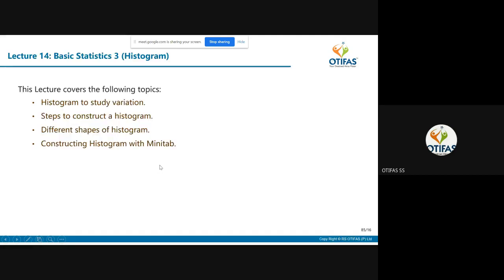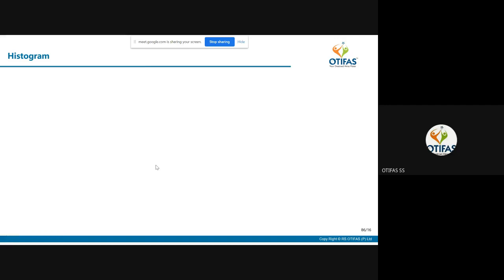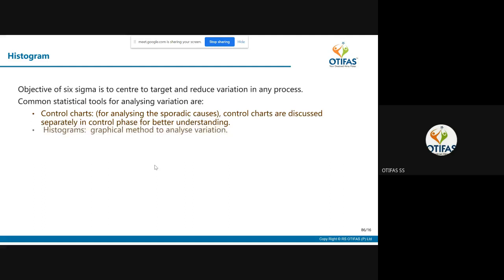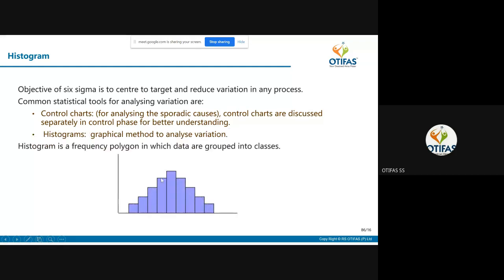Now the histogram. These are the steps of making a histogram, but nowadays nobody does it by hand. We just put the data in any software and check it. Histogram is one tool for variation analysis, to find the shape of your data. A histogram is a frequency distribution, grouped into classes. Now it looks like a bar graph, isn't it?